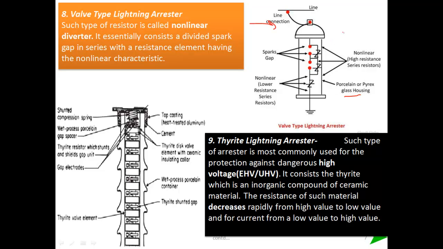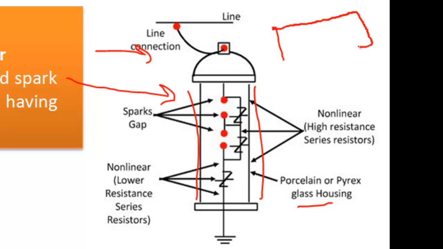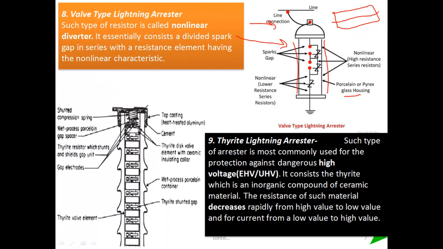In this type of arrestor, the complete chamber is made up of glass, and we can easily see the flashover inside it. If you have any idea about the small fuse which is connected beside the UPS or beside the inverter, there is a glass metallic cover, and it has a very thin wire. The same concept is used at a large scale in the valve type lightning arrestor, right?